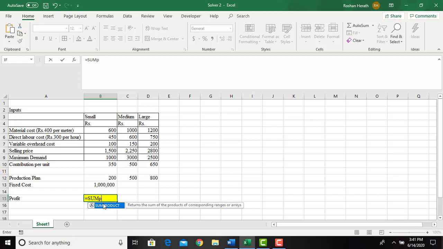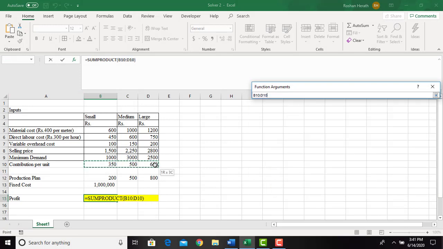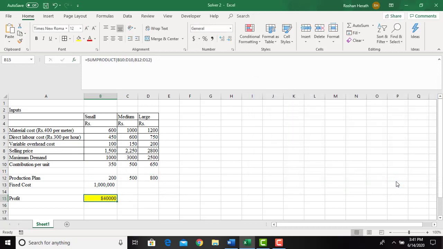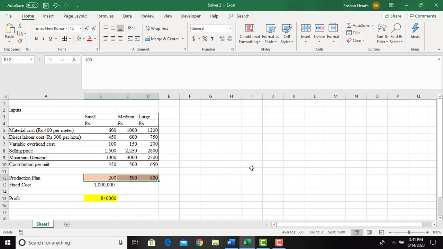You can apply the sum product. You can get the contribution per unit multiplied by production plan. So it gives you currently 84,000. So this is what you are going to figure out. What is your optimum production plan, right?